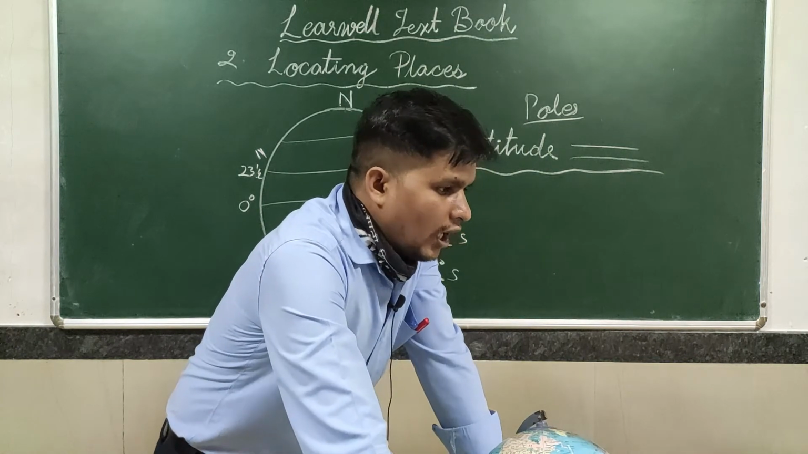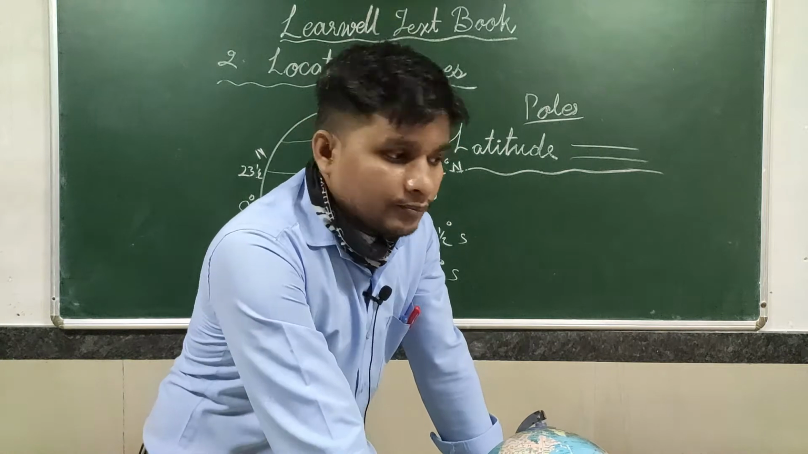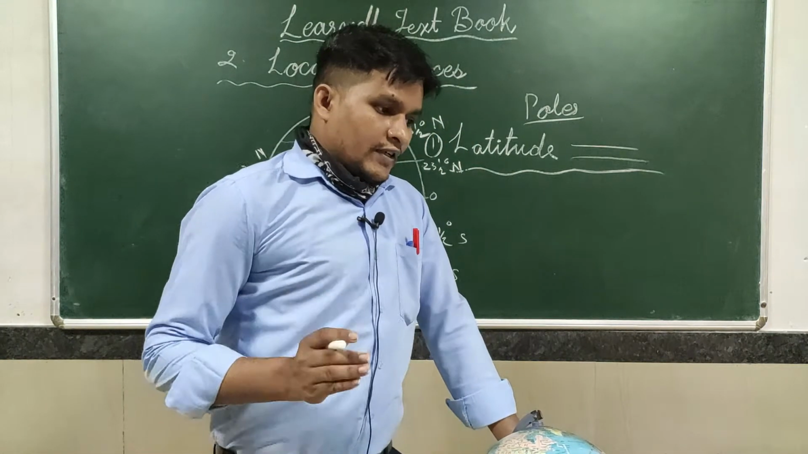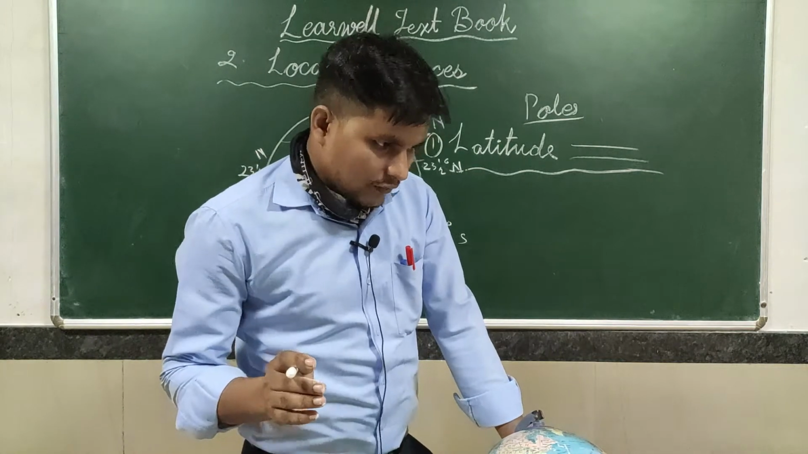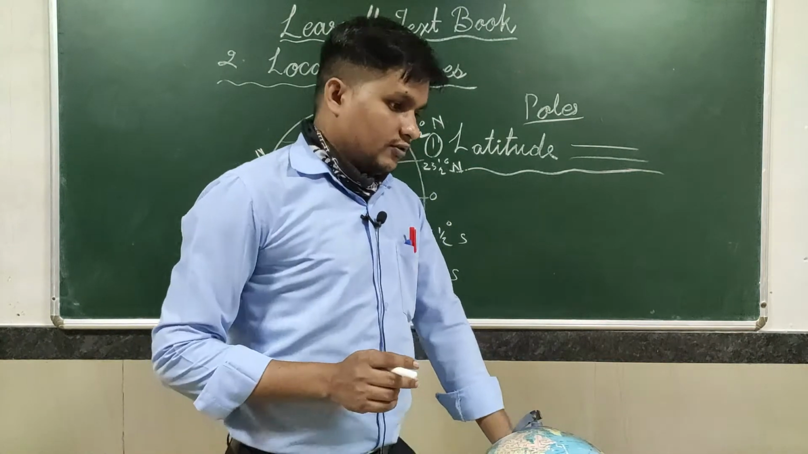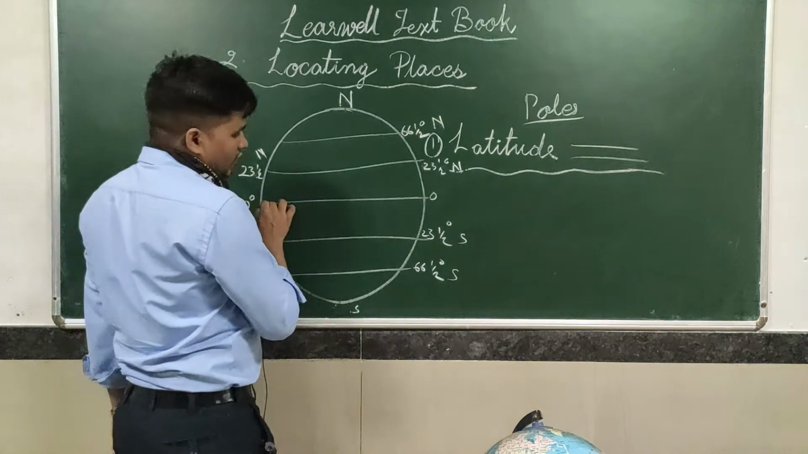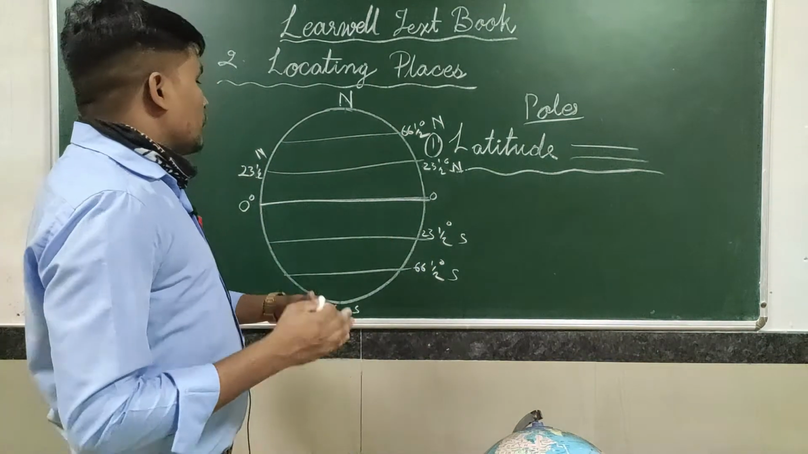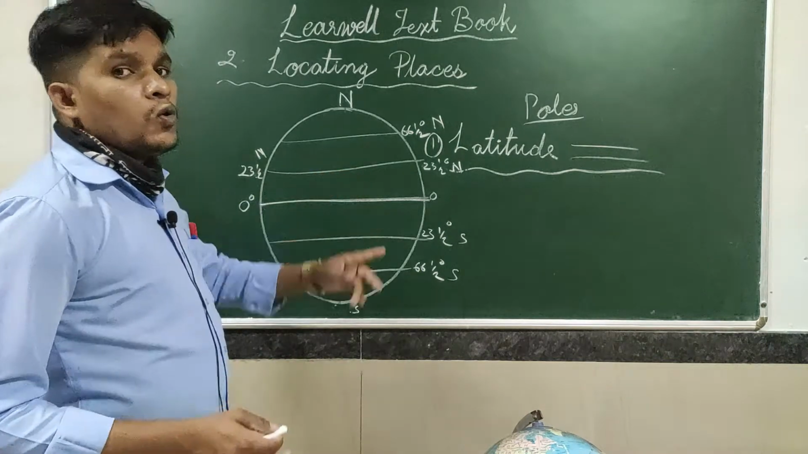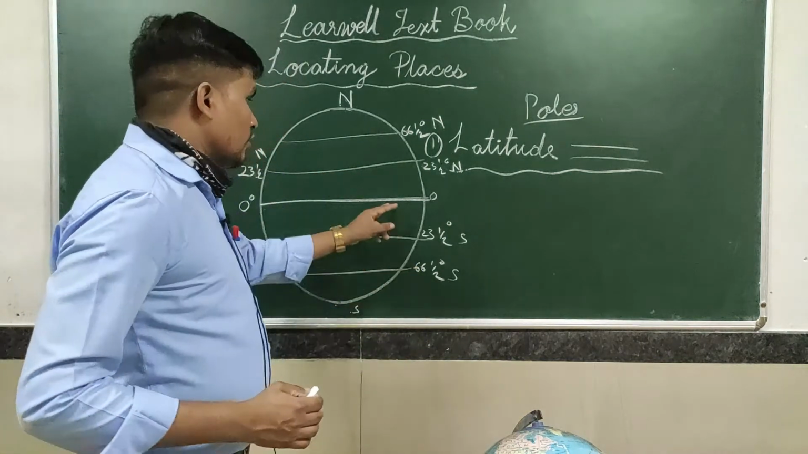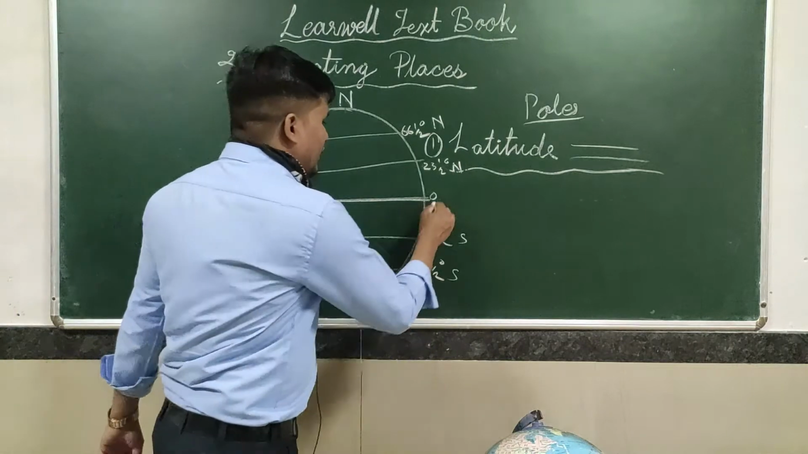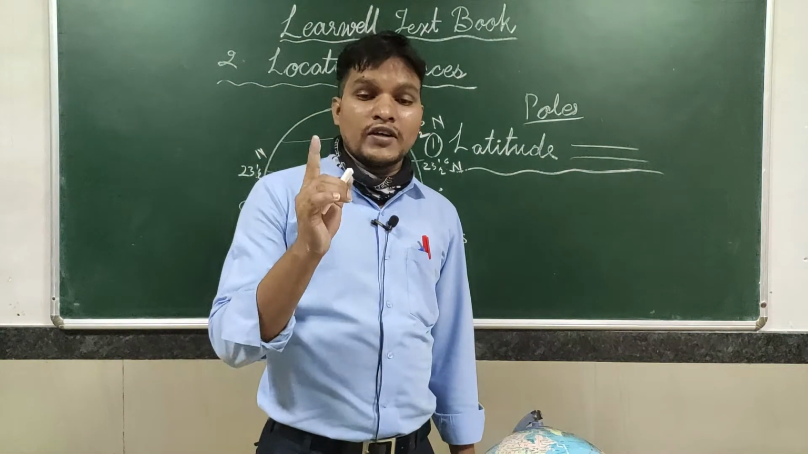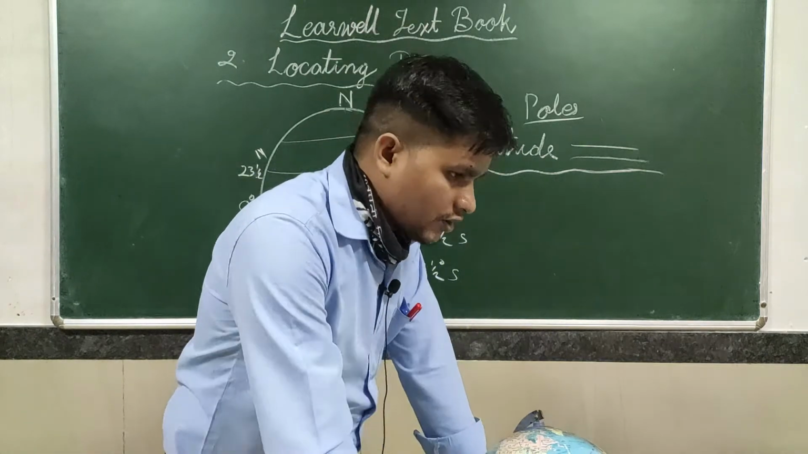So here I am reading the content, listen carefully. An imaginary line drawn halfway between the North Pole and South Pole is called the equator. See, this is the middle part, an imaginary line which divides the earth into two halves. That is known as the equator. The equator always belongs to 0 degrees.